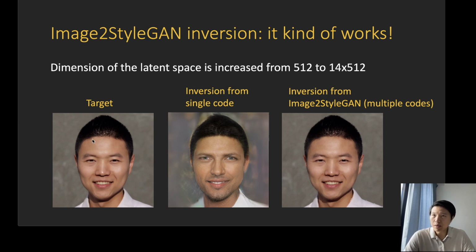So here is a target image. In the middle is the inversion from the single code. Here is the inversion from Image2StyleGAN. So it's using multiple latent codes to reconstruct the image. So it can reconstruct the input image very realistically because they extend the dimension of the latent space from 512 to 14 times 512. So that greatly increases the dimension of the latent space. Therefore, this latent space can have stronger representation capabilities. Then we can reconstruct this given image in a very realistic way.